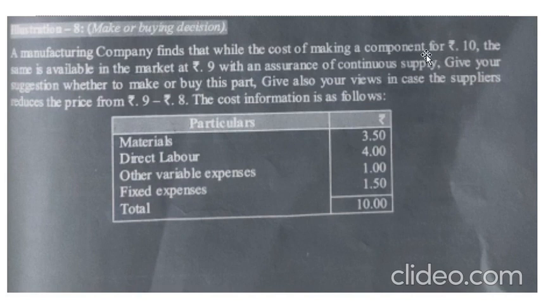So what they are telling here is, to make the component, the cost incurred is 10. And it is also available in the market where the supplier gives it for rupees 9 on a continuous basis. So during the course of the business he will keep giving it at rupees 9. So they've asked your suggestion whether you will make or buy. So looking into this, you will tell that it is better to buy from the market because the cost is comparatively less at 9. When you make it, it is 10.